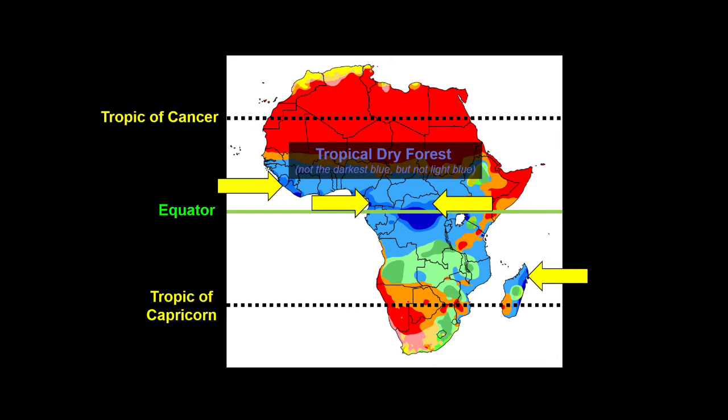And so essentially another way to think about it is places north of the equator, the tropical dry forest, have their wet season. And then at the same time, during the same season, on the other side of the equator, they must be having their dry season, and vice versa.